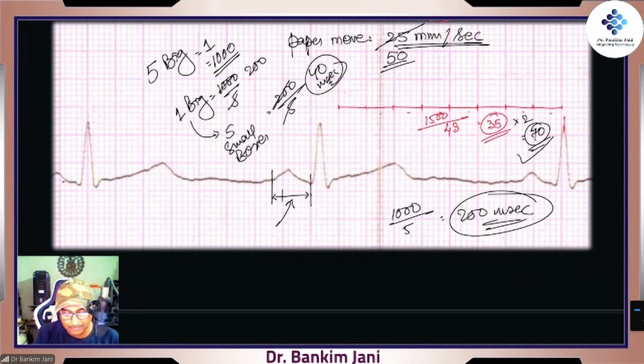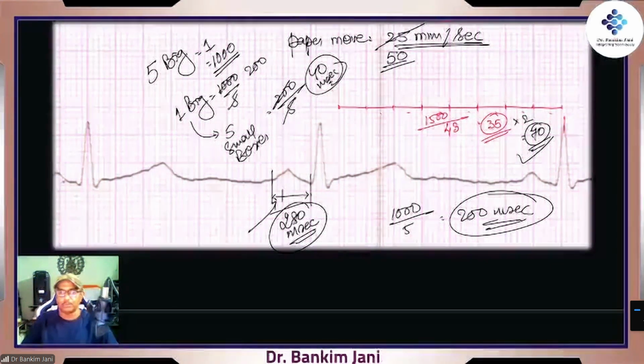Now over here, if you really want to calculate, this is one big box, right? So one big box is 200 milliseconds. And then there are 2 small boxes. So each is 40, 40, so 80. So the total distance in this case is 280 milliseconds. Am I clear in this? So I give you one to calculate by yourself.